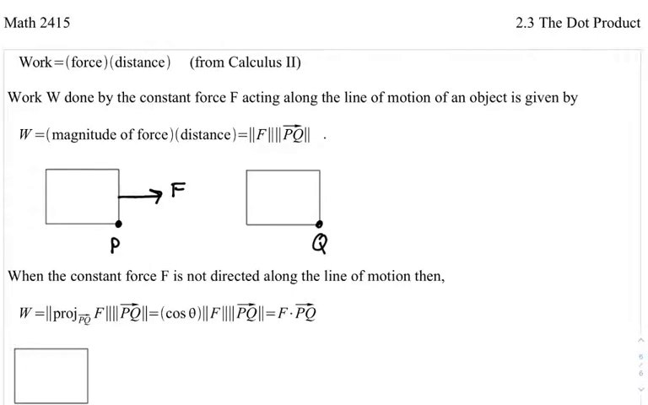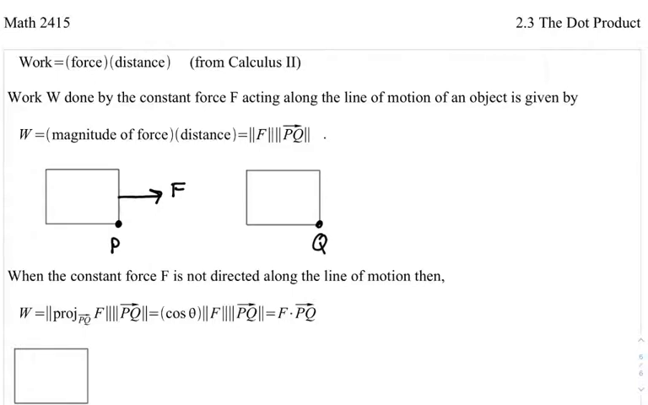Now, something a little bit more interesting is what we got in the second picture here. And it says when a constant force F is not directed along the line of motion. So the first one was work done by a constant force F acting along the line of motion of an object. So we're pulling the box forward, and the box is going forward. But maybe we have a string attached to it, and so we're not pulling it exactly in the same direction. Maybe we're pulling it up. We have a little bit of a different situation.